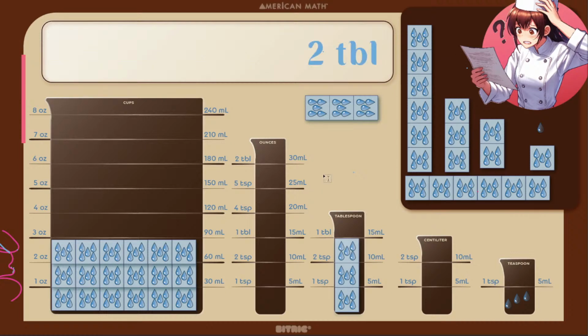2 tablespoons of granulated sugar. Easy. 2 tablespoons make up 1 ounce. Boom, that's another one. We can do the next one. Oh, I want to skip that too. All right, there we go.